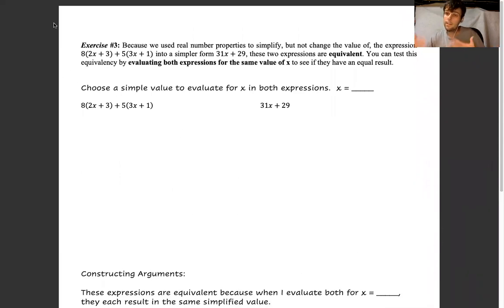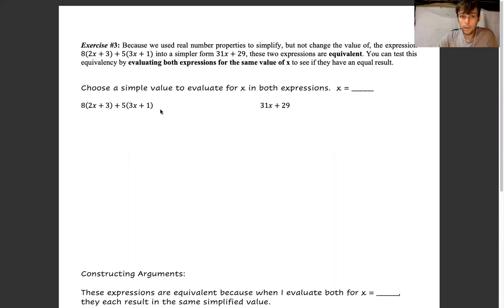So in these last steps, we were able to show that this expression could be simplified into a much simpler form, into 31x plus 29. And in doing so, we know that these expressions are what are called equivalent to each other, that for every value of x, they are equal. We can test this equivalency by evaluating the expressions for the same number and see if it works out.